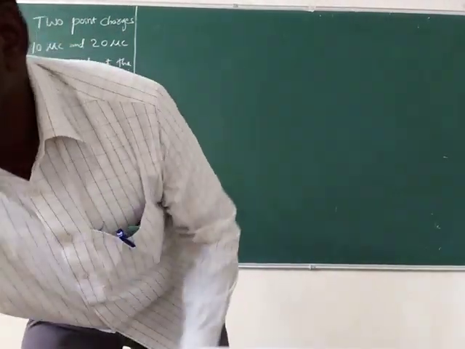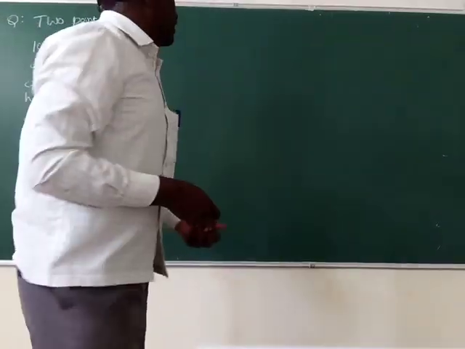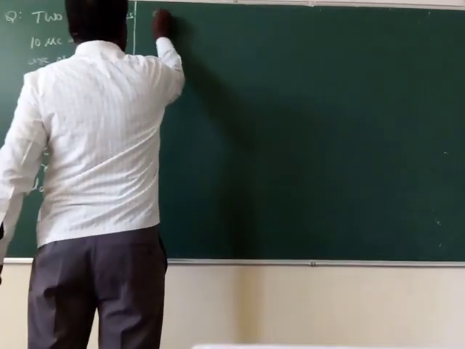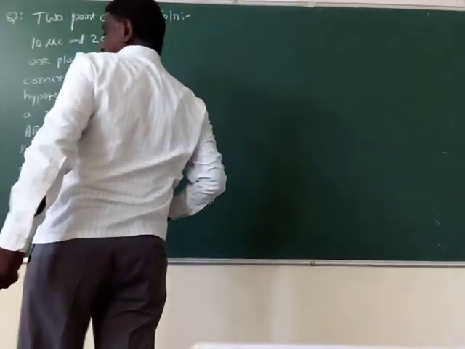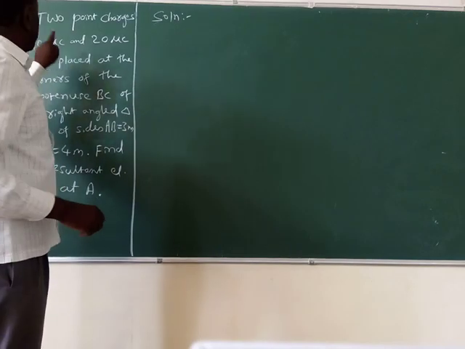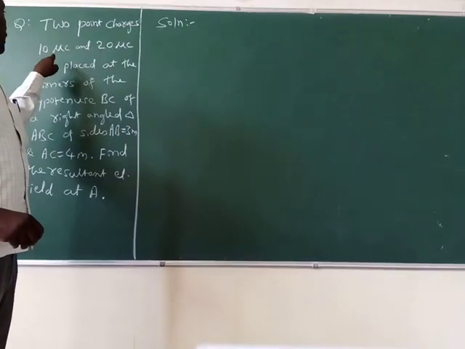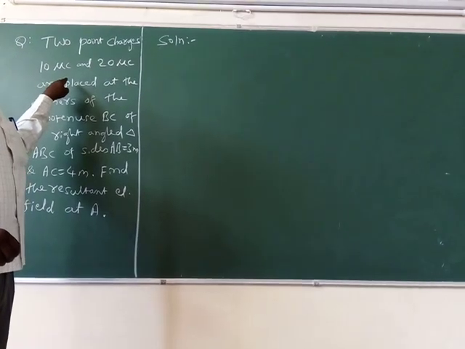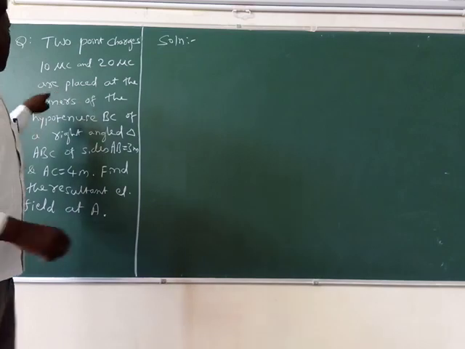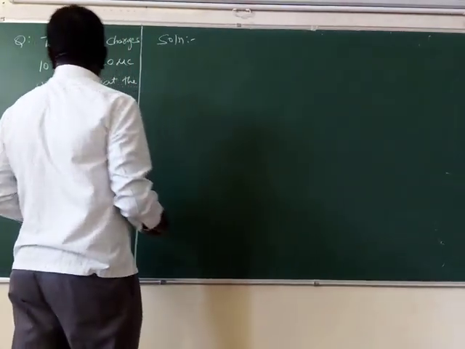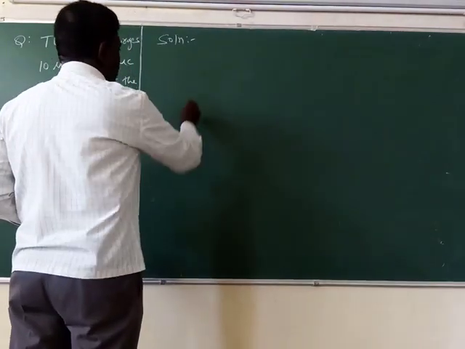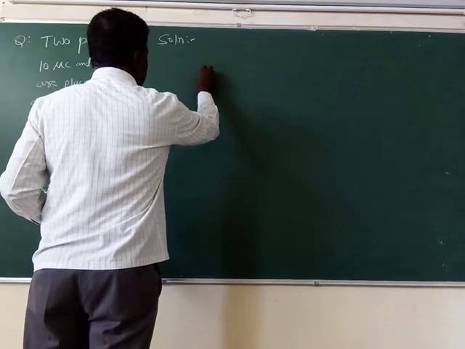Okay. Solution for this. 2 point charges, 10 μC and 20 μC are placed at the corners of the hypotenuse BC. See, this is the situation.